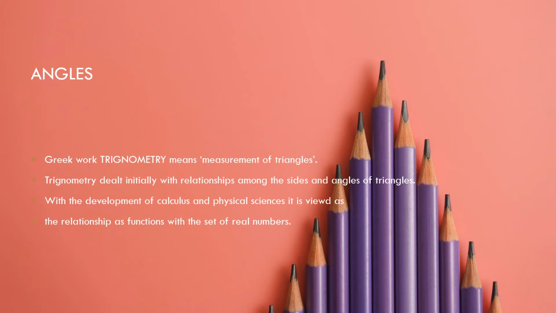The Greek word trigonometry means measurement of triangles. Trigonometry deals with relationship among the sides and angles of a triangle. Now, with the development of calculus and physical science, it is viewed as the relationship between a function and a set of real numbers.